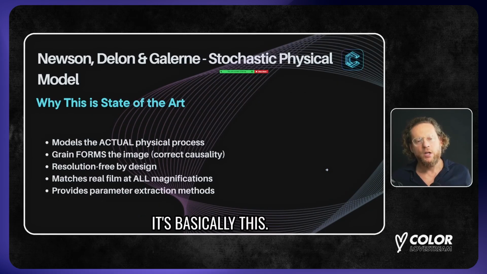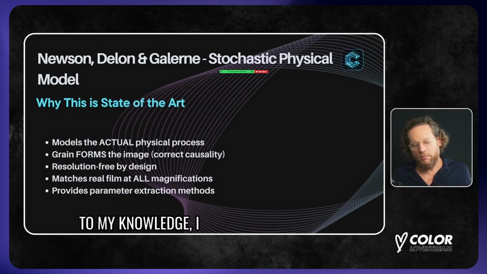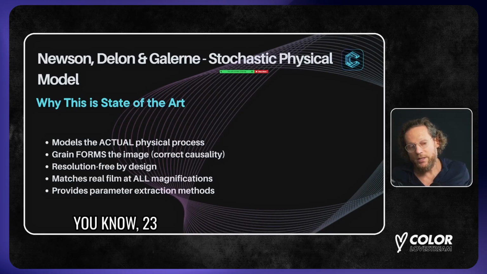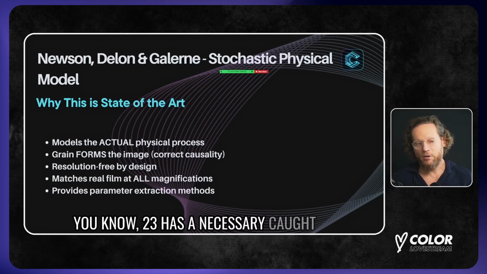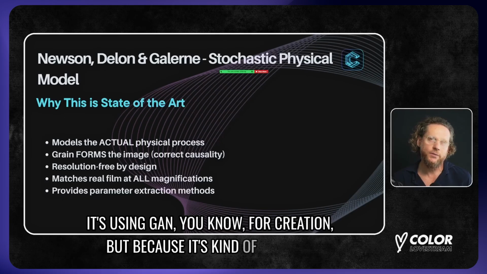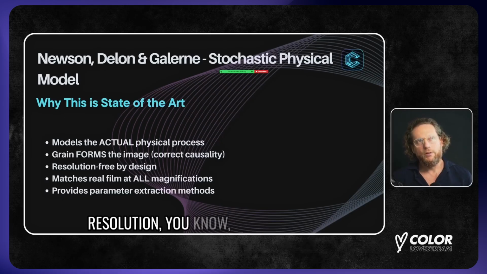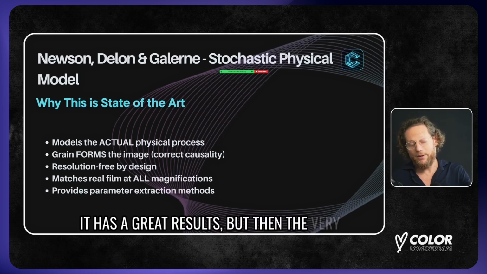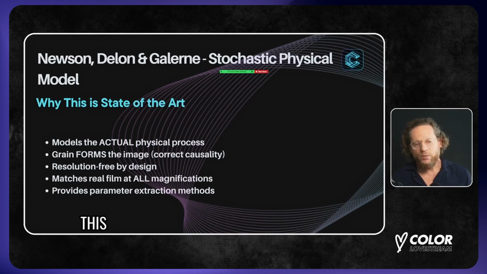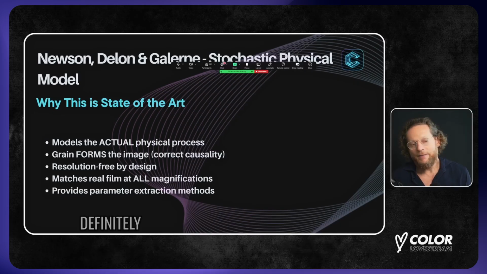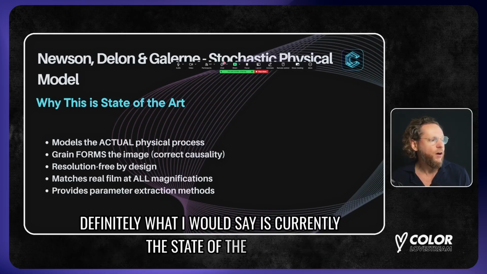To my knowledge, there is another paper that just came out in '23, that hasn't necessarily caught up a lot with everybody else. It's using GAN for creation, but because of its reduced resolution, we need to find workarounds. It has great results, but in very small patches. This one is definitely deployable even on 8K, and this is definitely what I would say is currently the state of the art.